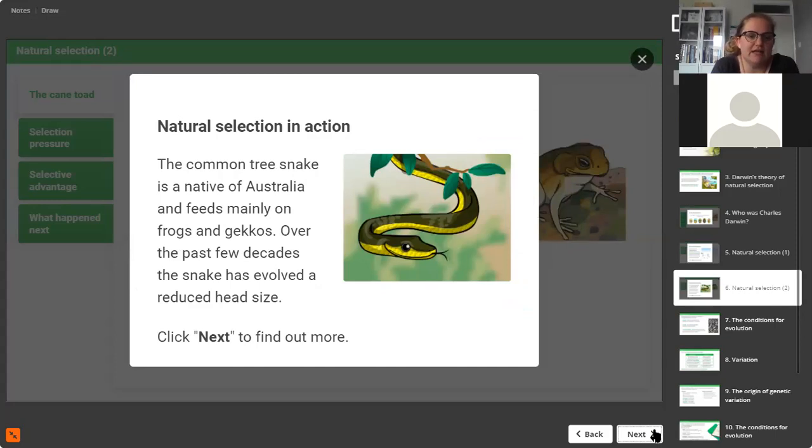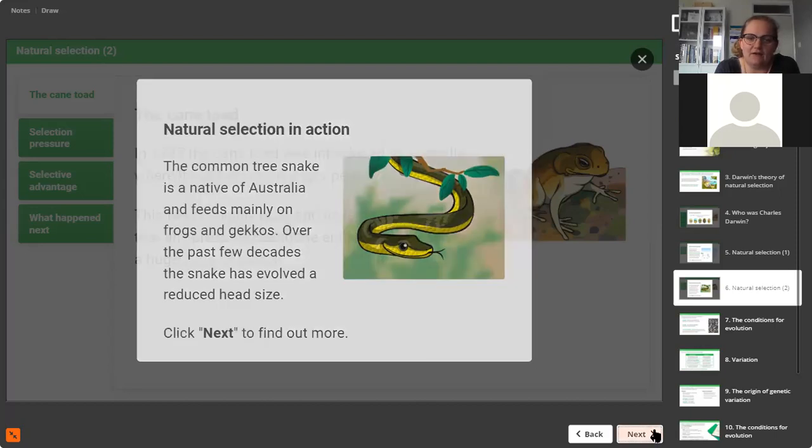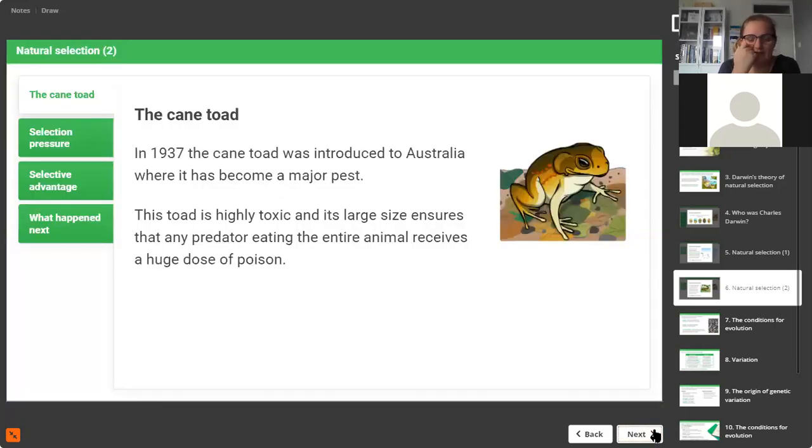The common tree snake is a native of Australia, and it feeds mainly on frogs and geckos. Over the past few decades, the snake has evolved a reduced head size. So the cane toad. In 1937, the cane toad was introduced to Australia, where it became a major pest. This actually happened quite a bit in countries like Australia.